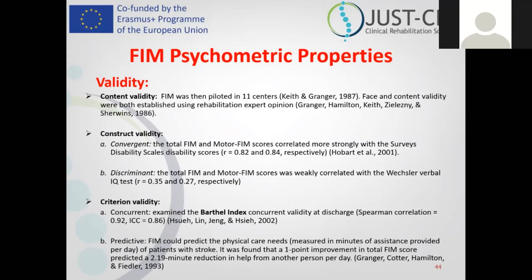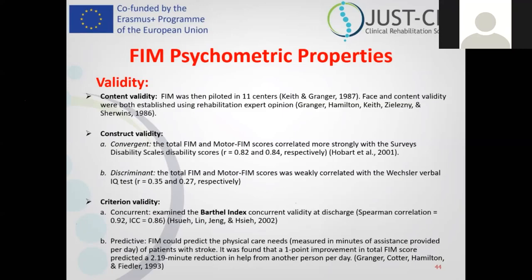The construct validity, both convergent and discriminant validities, have also been established for FIM. So the total FIM score and the motor subscale were correlated strongly with the survey of disability scale, and it yielded a correlation coefficient of 0.8 with the total score of FIM and 0.84 with the motor subscale, which is considered a good reliability.